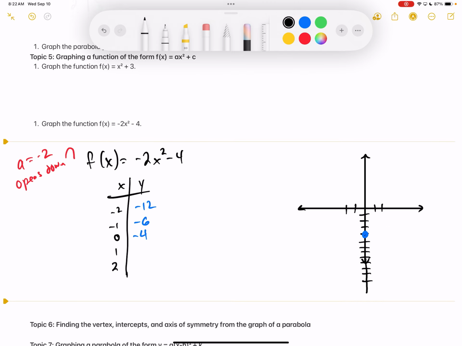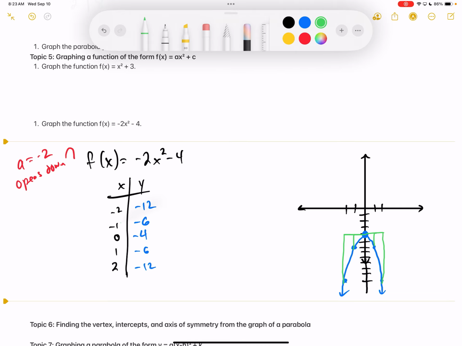So at negative 1, negative 6, and negative 2, negative 12. If you use symmetry, once you have one side, the right-hand side is going to be the same numbers: negative 6 and negative 12. Basically, as I go 1 to the left, I go 2 down, so if I go 1 to the right, I go 2 down. As I go 2 to the left, I go 8 down. As I go 2 to the right, I would have to go 8 down as well. So really you only have to plug in 3 points because you can use symmetry.